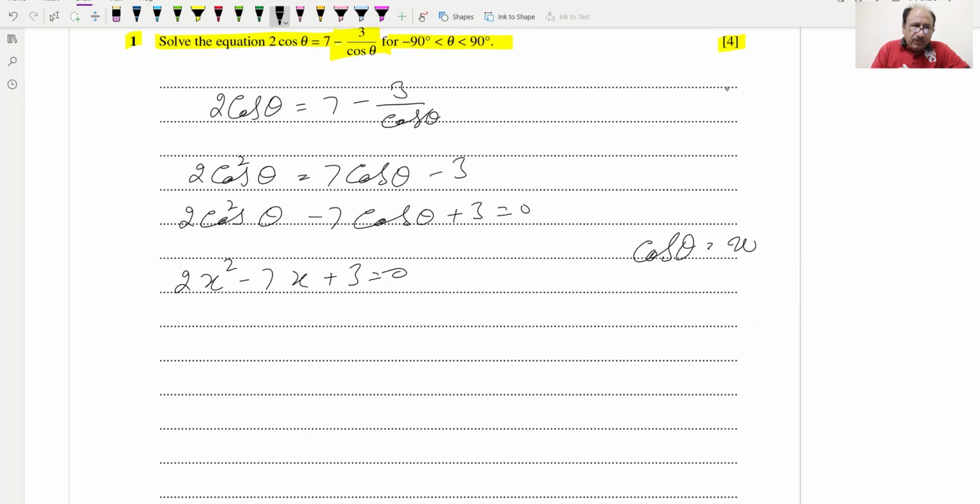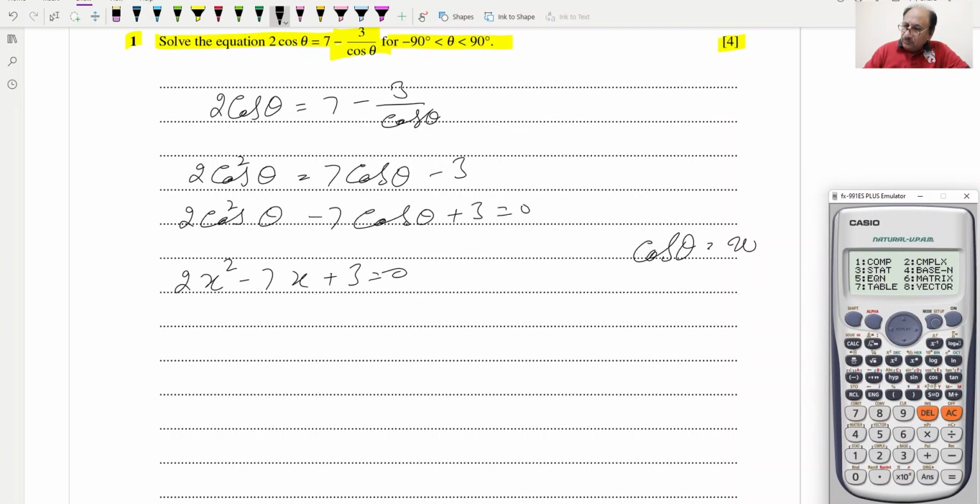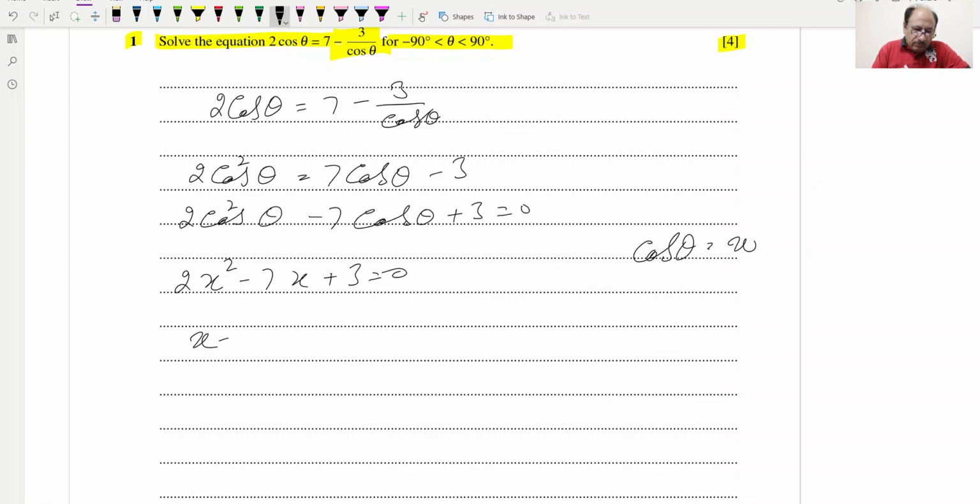And further we can factorize. The product is 6 and the sum is minus 7, so the numbers are minus 6 and minus 1, which gives 3 and 1 by 2. So x minus 3 and 2x minus 1 is equal to 0. So this implies x is equal to 3 and x is equal to 1 by 2. These will be the values.